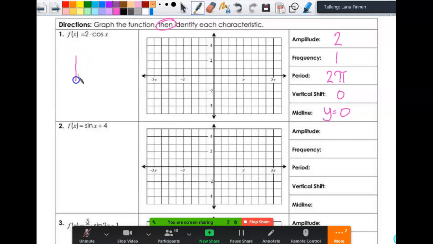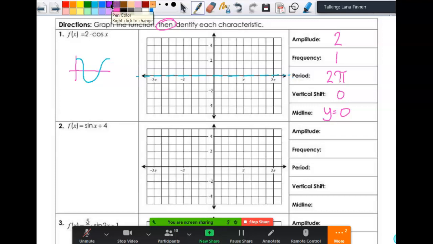Then I'm going to draw a little parent function of cosine. Okay, and this is hugely important for this. Here's my little cosine. I have 5 anchor points on there. I'm going to draw in my midline. My midline is at y equals 0. So I'm going to go ahead and put that on there, even though it's on the axis. So I'm used to focusing on the midline all the time.